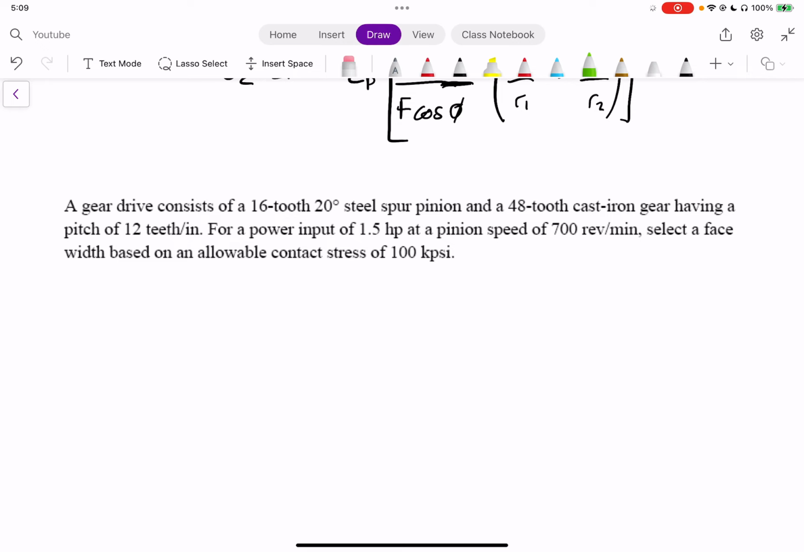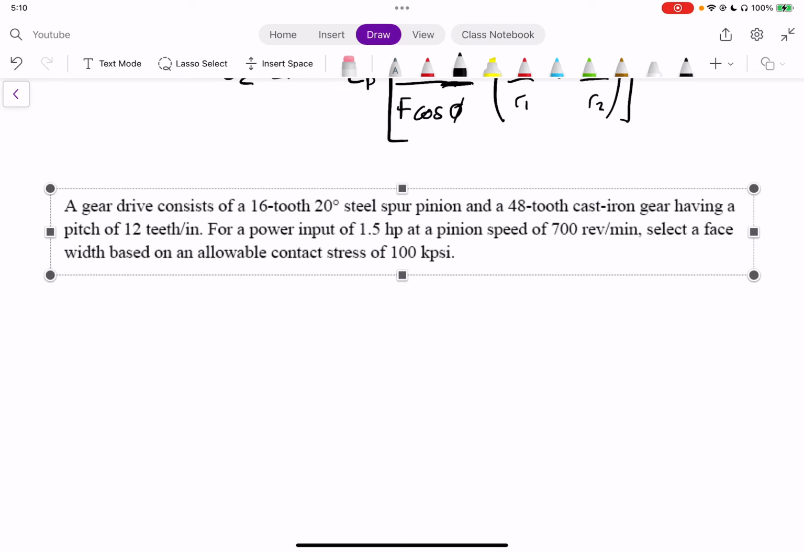And we have a pitch of 12 teeth per inch. And for a power input of 1.5 horsepower at a pinion speed of 700 RPM, we're told that we have to select a face width based on an allowable contact stress of 100,000 psi. So what we can do is draw a quick diagram of what it would look like.